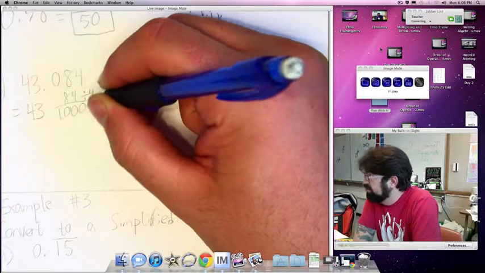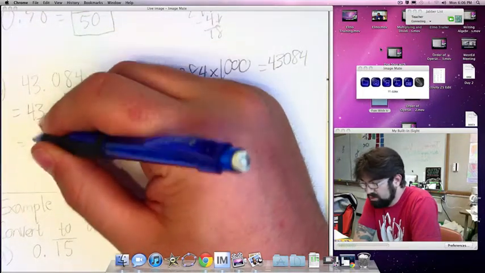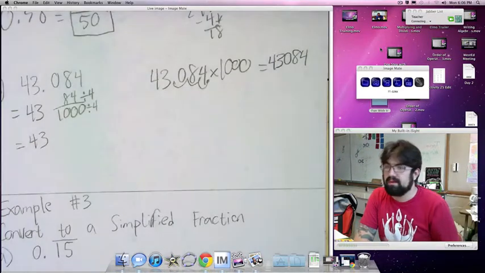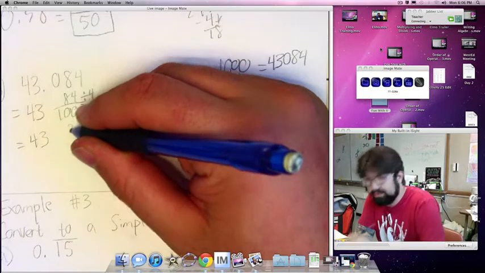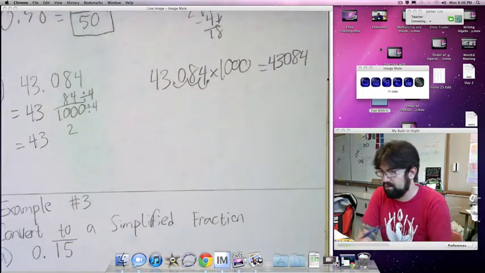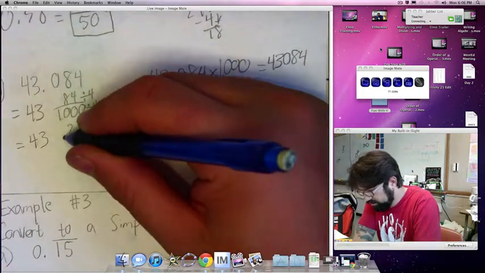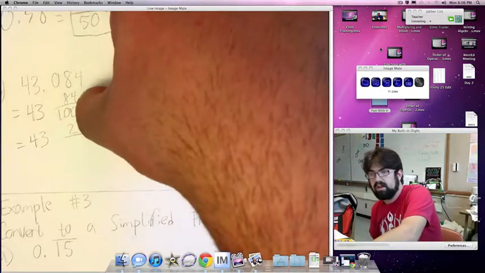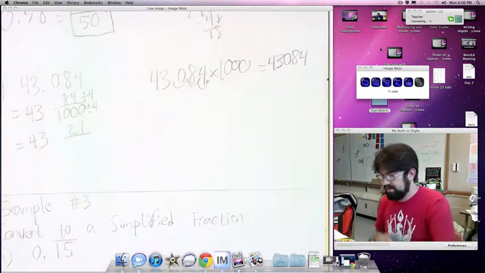Divide top and bottom by 4, because whatever I do on the bottom I do to the top, and the whole number just hangs out in the front. 8 divided by 4 is 2. 4 divided by 4 is 1. 100 divided by 4 is 25.